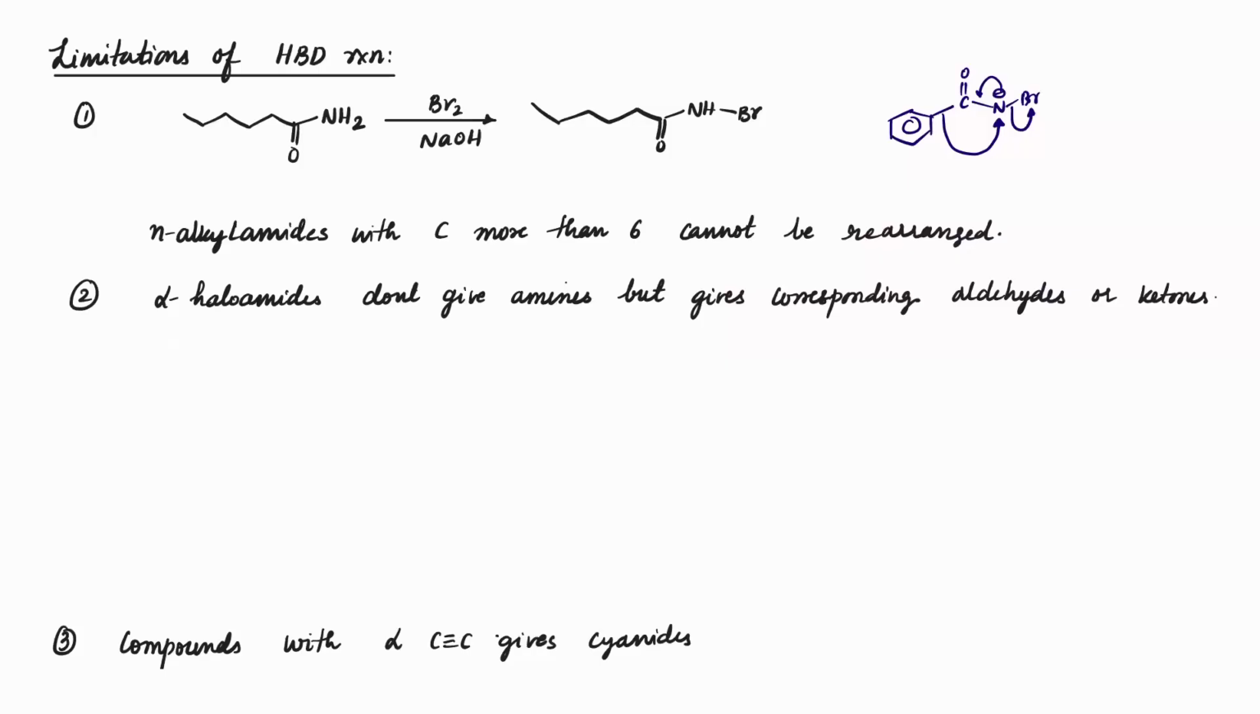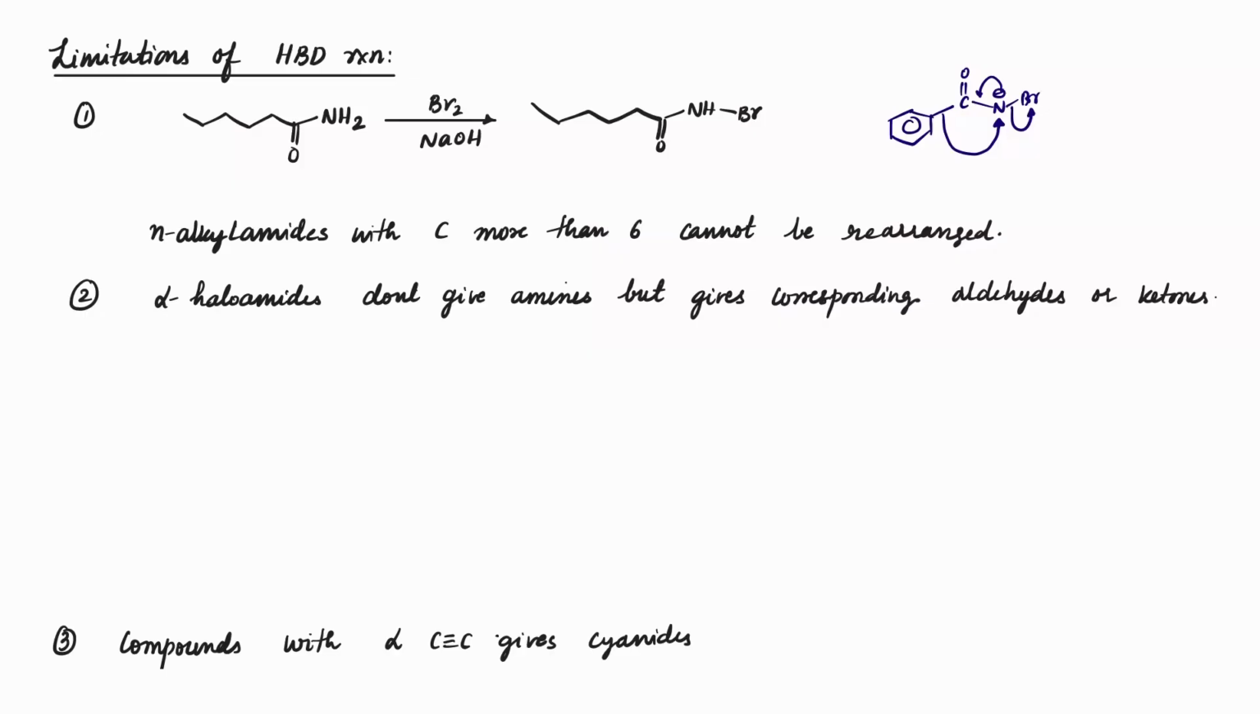Let's check further. What are the limitations of the HBD reaction? First, we cannot have the number of carbons crossing 6: 1, 2, 3, 4, 5, 6. If there are more than 6, then making the migration becomes very difficult. This migration becomes very challenging. So that is one important limitation. This is valid only up to carbon 6 or less than 6.